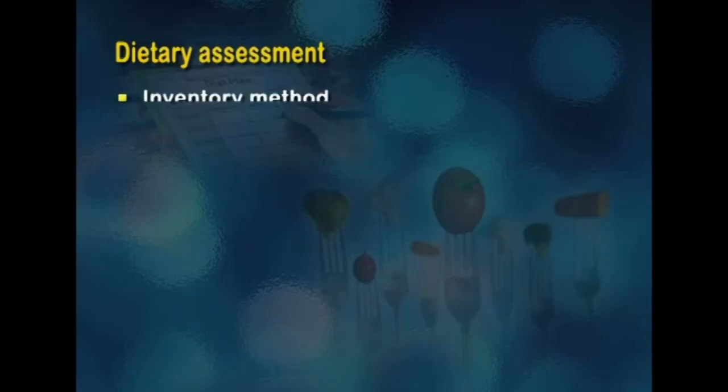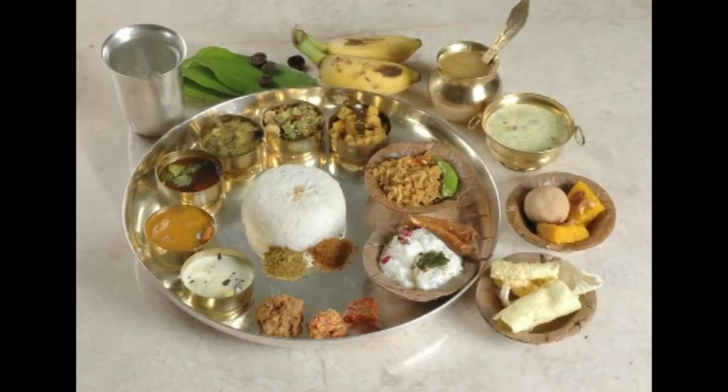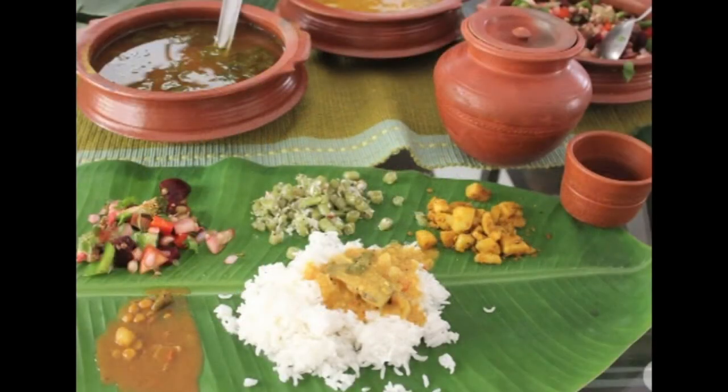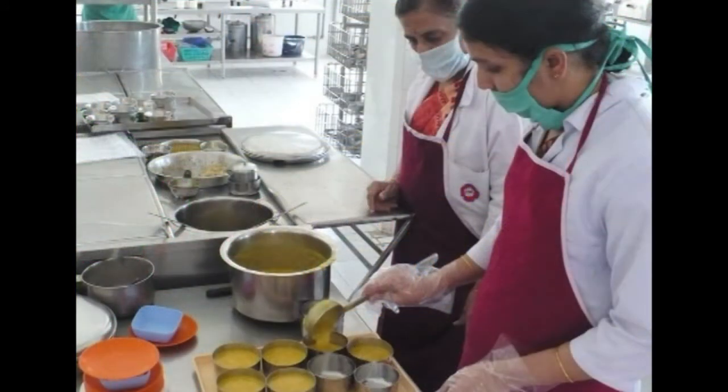The first method is called the inventory method. Now, this method is often employed in an institution like hostels, army barracks, orphanages, and homes for the aged, where there are homogeneous groups of people who are taking their meals from a common kitchen. In this method, the amounts of foodstuffs issued to the kitchen as per the records maintained by the warden are taken into consideration. No direct measurement or weighing of food is done.